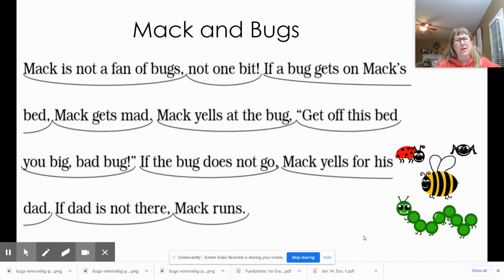Let me hear you all yell that. Ready? If you're at school, don't yell it too loud. Ready? Get off this bed, you big bad bug. Good job. Let's look at the next sentence and see what we picture. If the bug does not go, Mac yells for his dad. What do you picture that time?